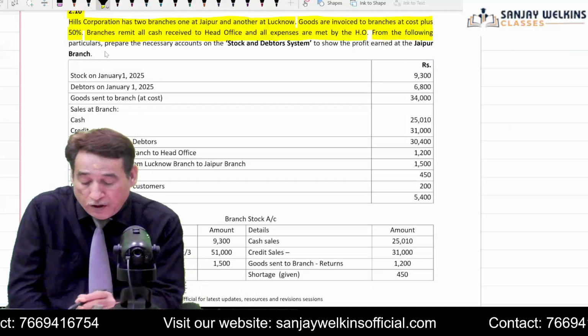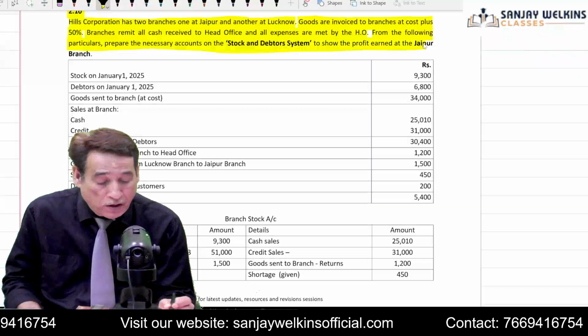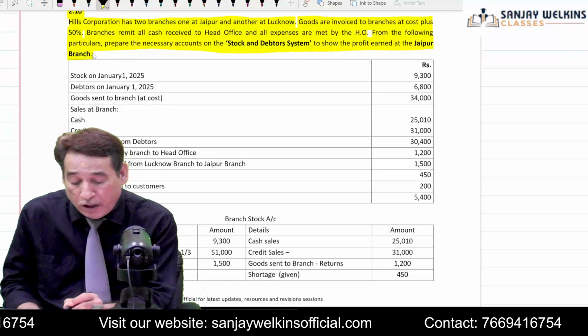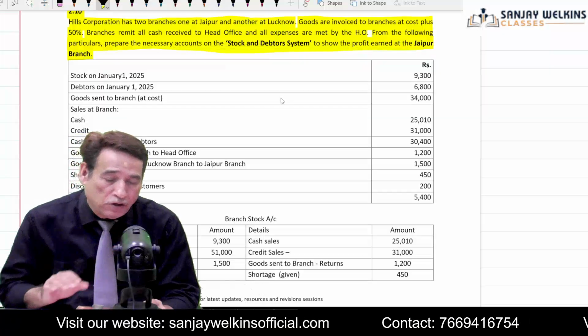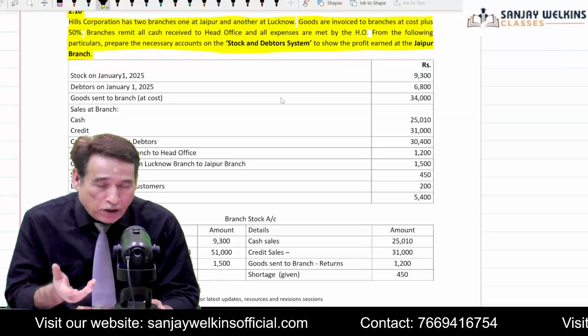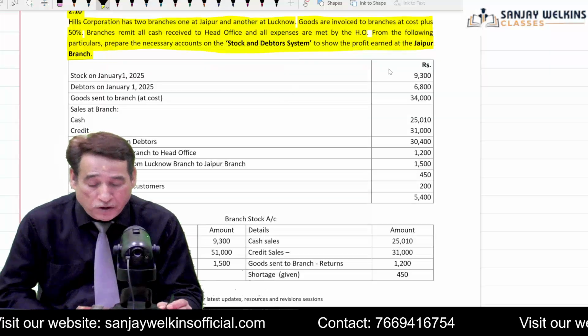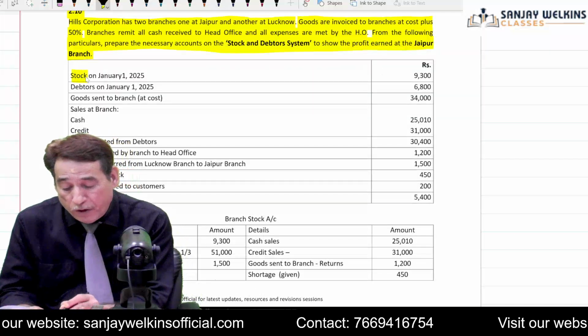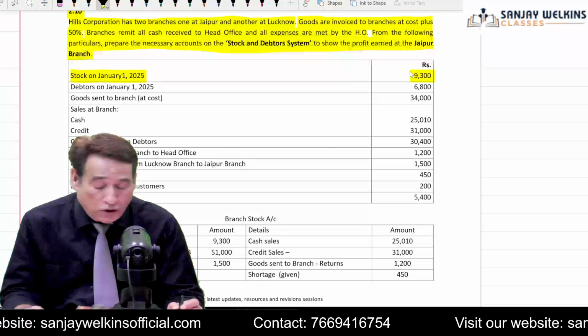From the following particulars, prepare necessary accounts as per the stock and debtors system to show the profit earned by Jaipur branch. Although this head office has two branches, we are supposed to do accounting in respect of Jaipur branch, correct? Now the very first information is stock on 1st January. Nothing is mentioned, so you will presume it is at invoice price.